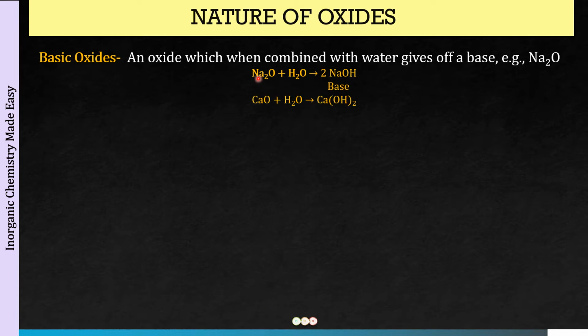Next, let us see one more example. We have calcium oxide. So calcium oxide, add water to it, what it will be forming is calcium hydroxide. So calcium oxide is a basic oxide, and calcium hydroxide is also basic in nature. So this is also a base. Okay, so you are understanding.